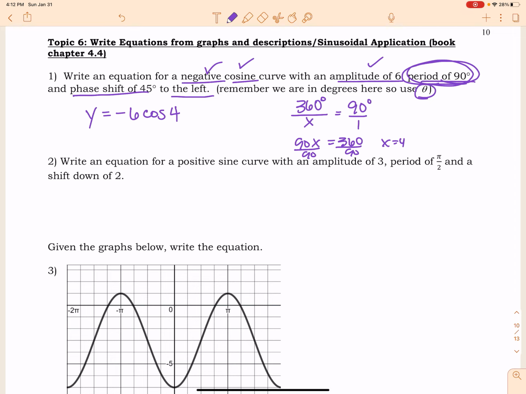And then I've got a phase shift, so that means parentheses. I'm using theta. Theta is plus 45 because it's left 45 degrees. See, not horrible at all. All right, now let's do the same thing for the next problem.